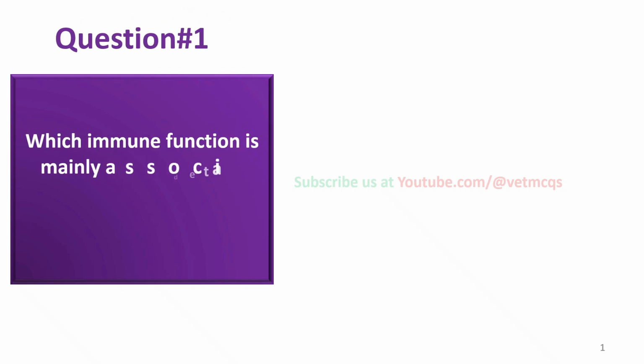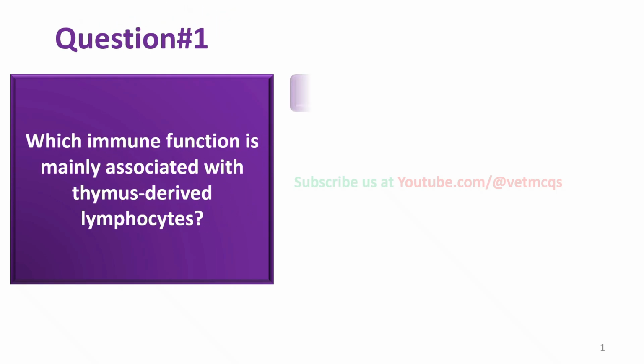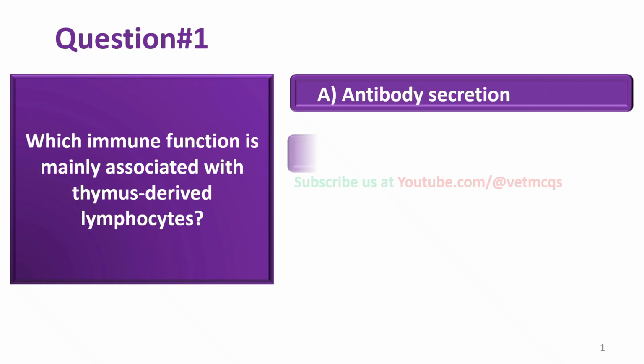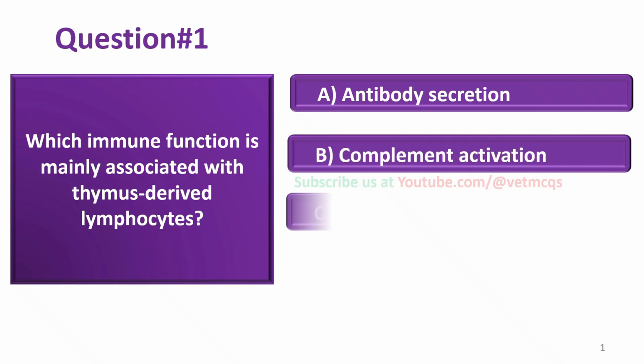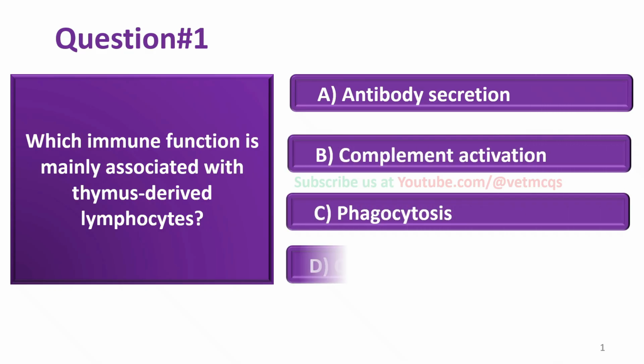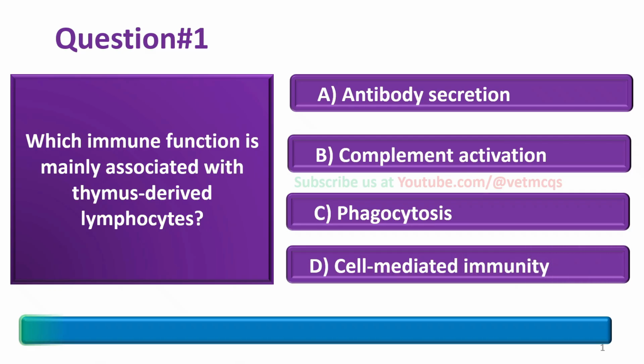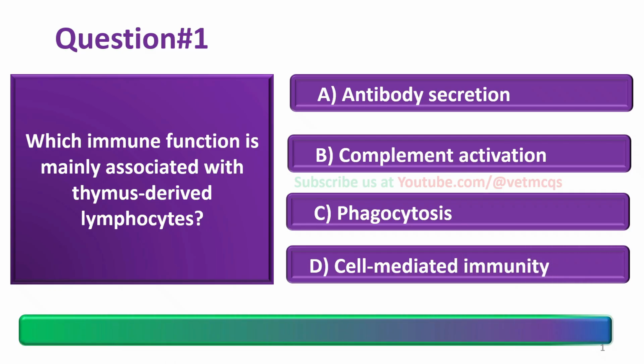Which immune function is mainly associated with thymus-derived lymphocytes? Antibody secretion, complement activation, phagocytosis, cell-mediated immunity. And the correct answer is option D, that is cell-mediated immunity.